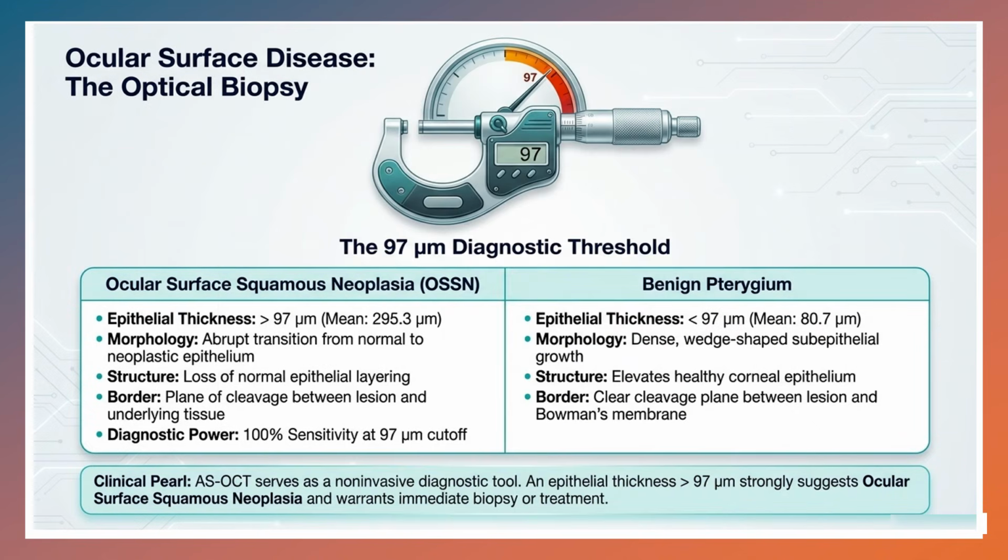The other differential point, which is very important, is the epithelial thickness. If you find the epithelial thickness more than 97 micrometers, this is strongly suggestive of ocular surface squamous neoplasia as compared to other pathologies like benign pterygium or nevus or something else. So this mandates either doing a biopsy or starting the treatment. That's why anterior segment OCT, as a non-invasive way of diagnosing these diseases, is very important. That's why it is named an optical biopsy.